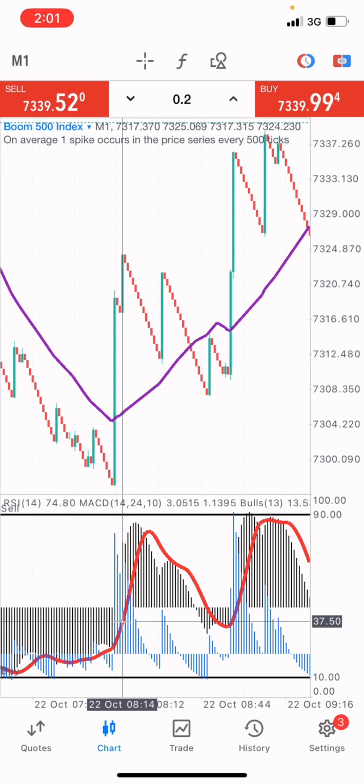All right, so these are the best indicators to trade boom 500 index market successfully to make profits from it.